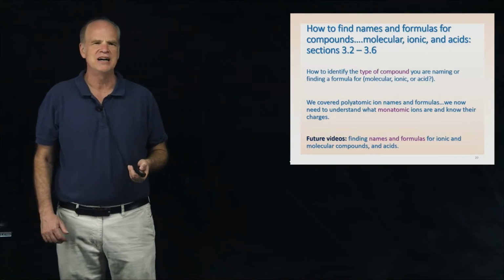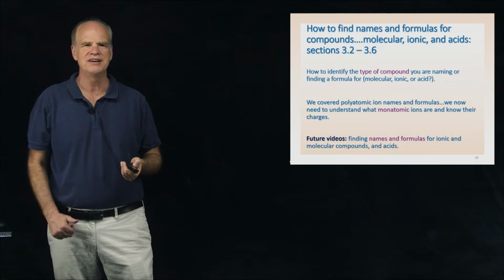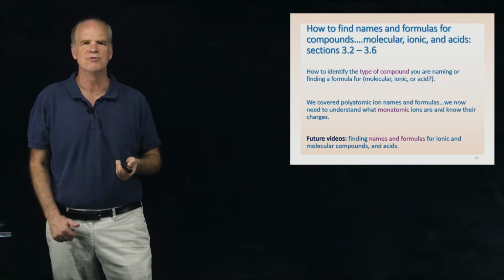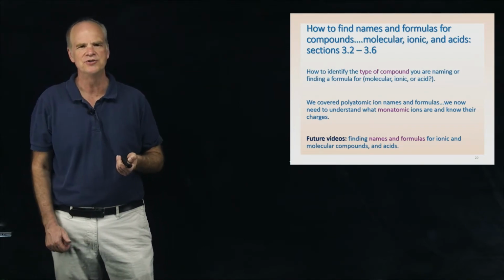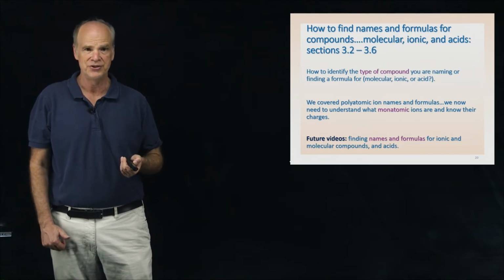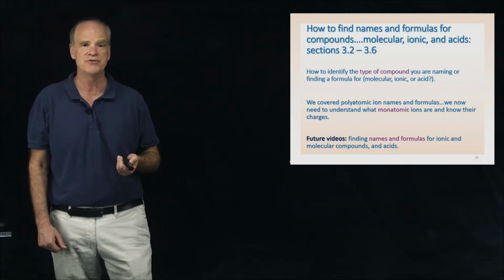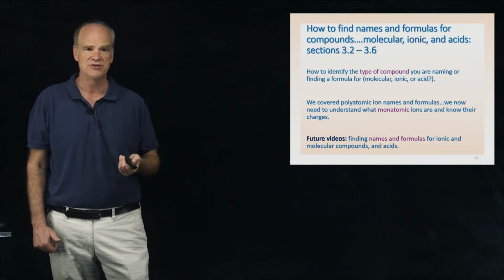Hey everybody, welcome back to chemistry, and we're continuing on through chapter 3. And now we're getting into a place which is pretty important, in that what we're going to have to do is take formulas for compounds and convert them to names, and then do the vice versa. We're going to have to take names of compounds and then convert them back to formulas.